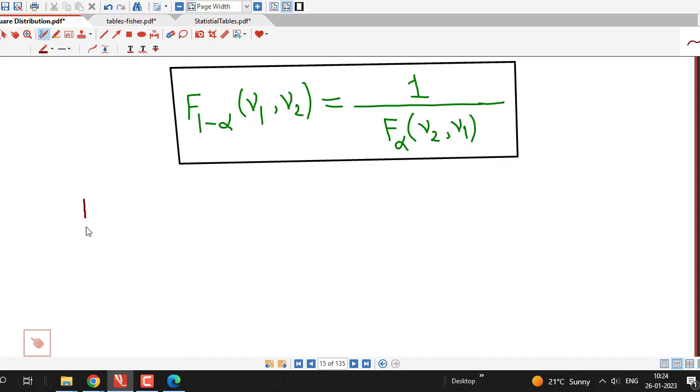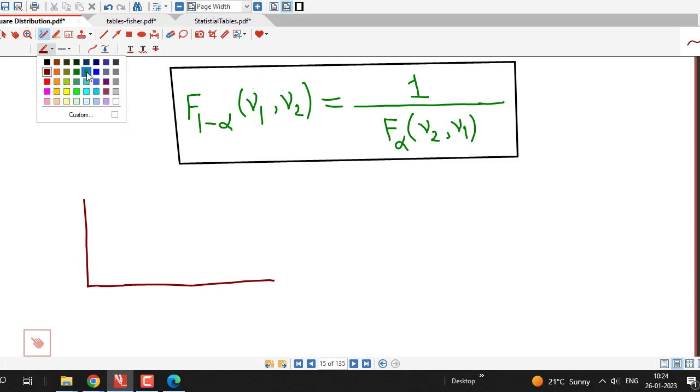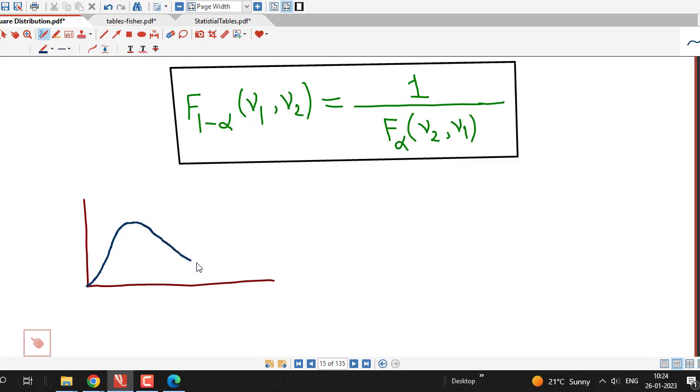For example, suppose we consider that the left tail probability is 0.05. Let me roughly sketch this curve. Suppose this is the probability density curve for some degrees of freedom, and suppose this probability is 0.05. This is alpha equal to, say, 0.05, and because the area to the left side is 0.05, the area to the right side will be equal to 1 minus 0.05, that is 0.95.